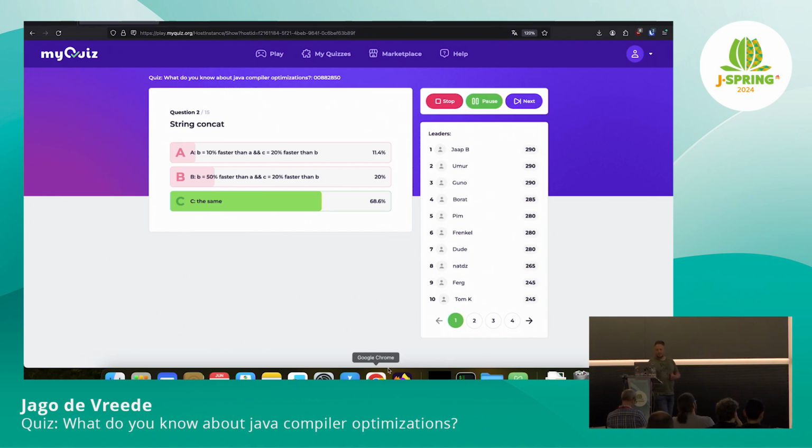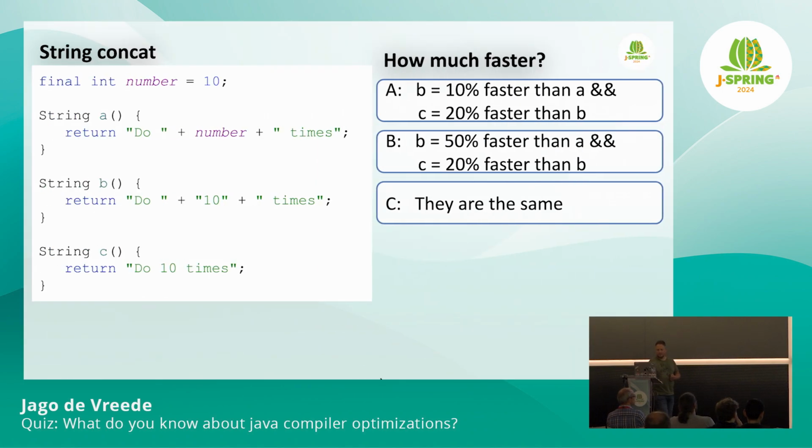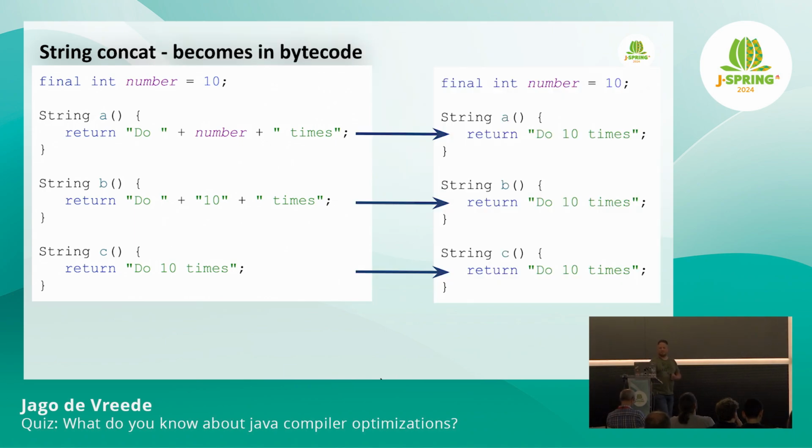So what gives? Well, if you look at the bytecode, it is exactly the same. The compiler will see that this is a final integer, so that final integer will never change. So it can inline that in a string. That string is just a string, and this will be in your bytecode as well. So nothing different in each answer.